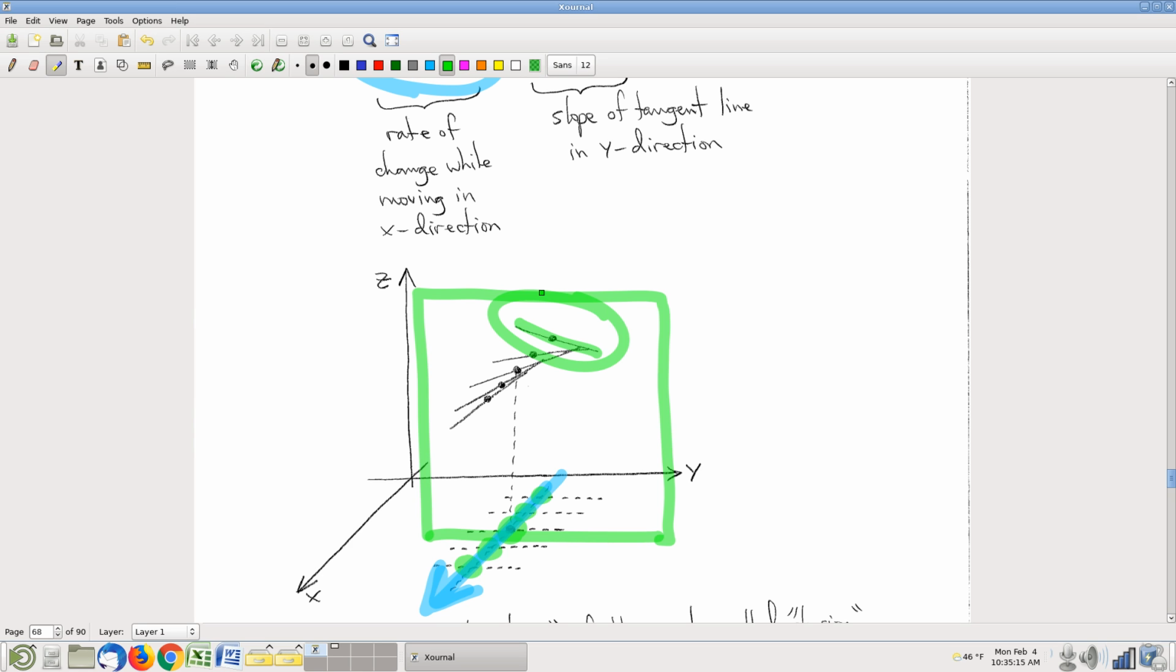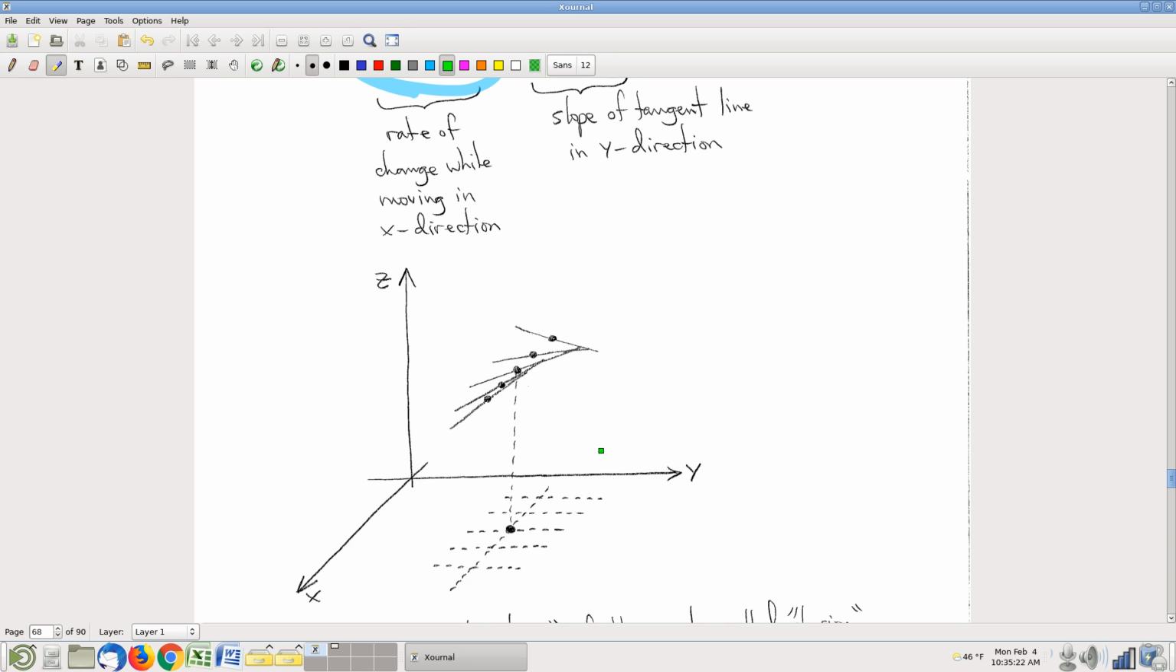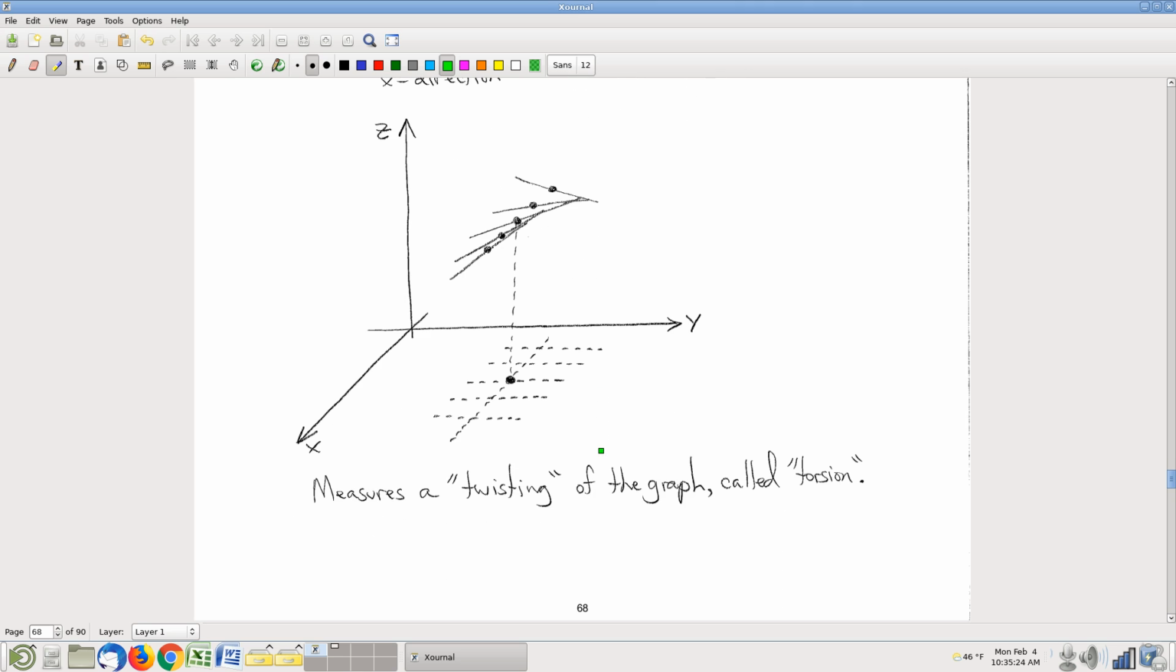Okay, so that's what this mixed second partial is measuring. Something kind of like that. It's a kind of twisting of the surface, and you can see the twisting again in how you're doing this. You're putting a twist on the surface. So anyway, there is no analog to this in single variable calculus. It's a new concept in a new context.